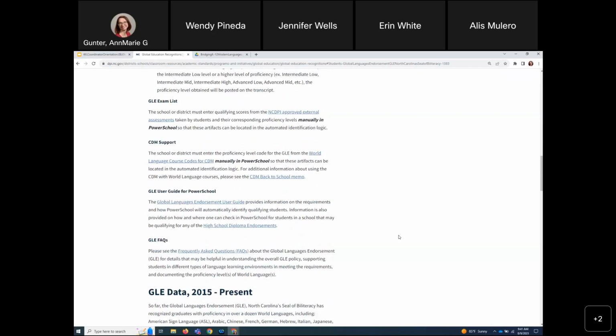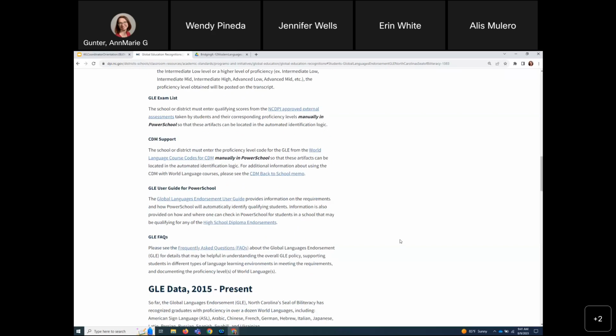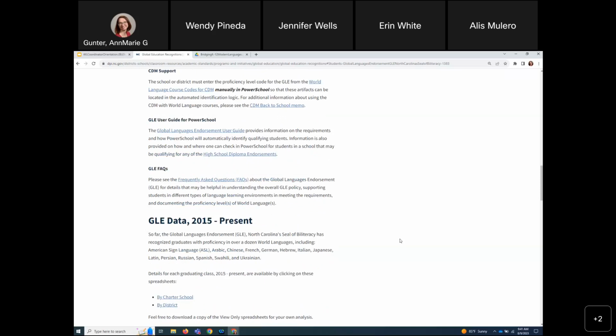There's also a GLE user guide for PowerSchool. The GLE is automated in PowerSchool, and so you'll be able to go into that guide, take a look and see how you can get a list of students who are on their way to completing the requirements for the GLE. And there's also information there about, for example, if a student does use an external exam option to fulfill a requirement, how to enter that information so it's in PowerSchool. There's a GLE FAQs information, so all kinds of questions. There's 20 questions actually that can be asked about the GLE so far, and you can go there.